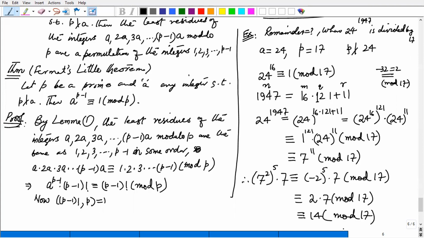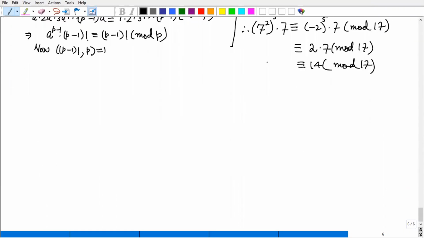So the remainder when 24 to the power 1947 is divided by 17 is 14. Okay, move to a different example. Let me give another example.